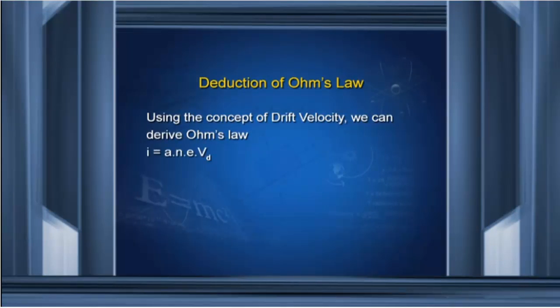As we know, I equals to A n e Vd. Here Vd is equals to small e capital E tau upon m. Substituting the values of Vd, we get I equals to A n small e square, the charge, multiplied by the electric field, tau, the relaxation time, divided by the mass m.